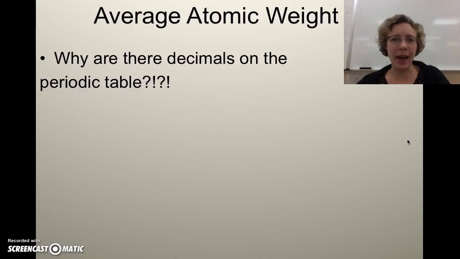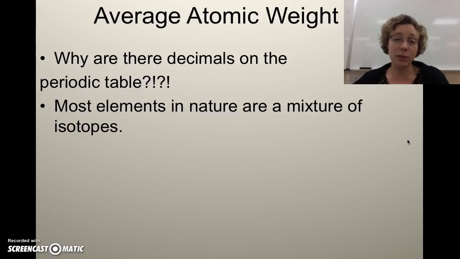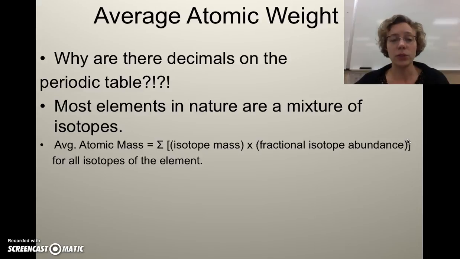Because we know that the mass number is protons and neutrons added together. Well, if you're looking at carbon, hopefully you don't have 12.1 of a proton. We need whole numbers of protons and neutrons. So the reason why there are decimals is because we're looking at all of the different isotopes of carbon, or all of the different isotopes of the elements, and looking at their average atomic weight. Most elements in nature are a mixture of isotopes, which is why we have to look at all of the isotopes to get the atomic weight.